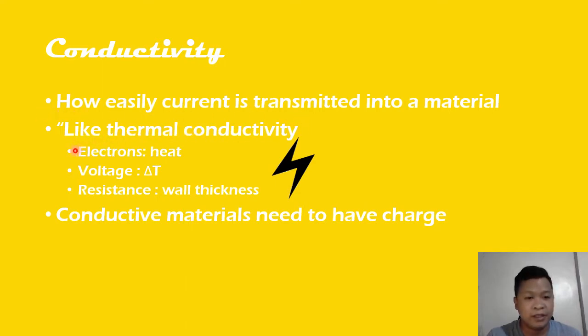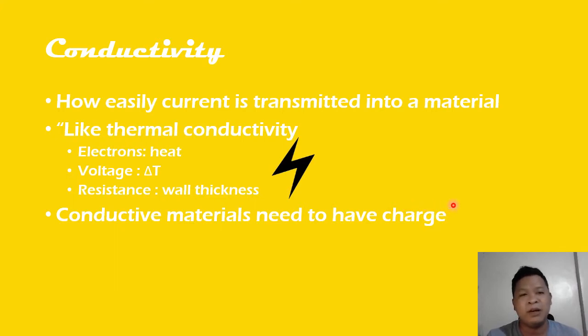so if you're gonna parallel it to our lesson on thermal conductivity, you could consider the electrons as representing heat, voltage as being parallel to your delta T. Your voltage, as you may have known from high school, is often defined as a potential difference, which is parallel to a temperature difference. And then resistance, as you've seen in conduction, is similar to our wall thickness. So of course, it is assumed that you need to have a charge to be able to conduct electricity.